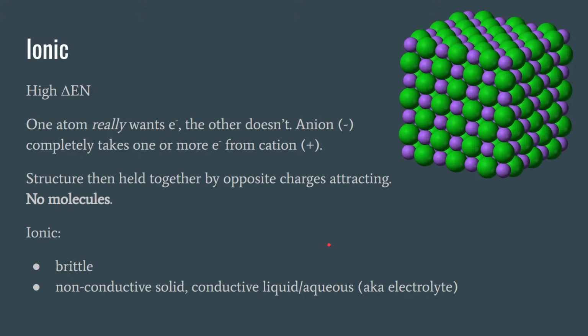So finally, we have ionic compounds. Okay, so ionic compounds, we're talking about a high difference in electronegativity. So a metal and a nonmetal. One atom really wants the electron, the other atom doesn't. So you get ions of different kinds. One is an anion, that is to say a negative ion. And then you have a cation, a positive ion.